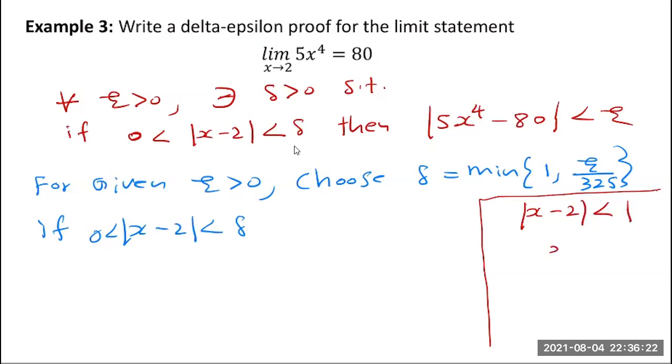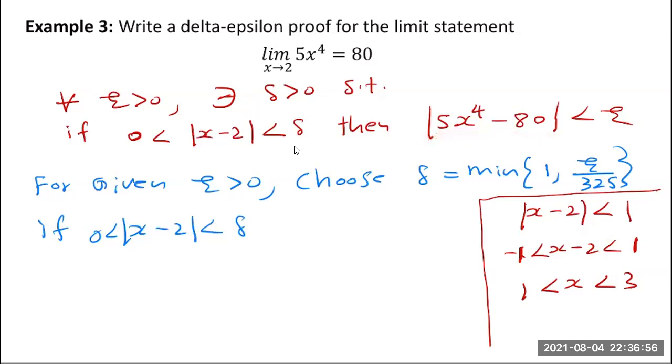What does this tell you? This tells you that x minus 2 is between minus 1 and plus 1. Now, if you add 2 to the entire inequality, then you get x is greater than 1 and less than 3. As you can see, if you take your delta to be this quantity, the maximum value of x that you can have is 3. Your x has to be less than 3. With that in mind, let's proceed with simplifying this statement right here.